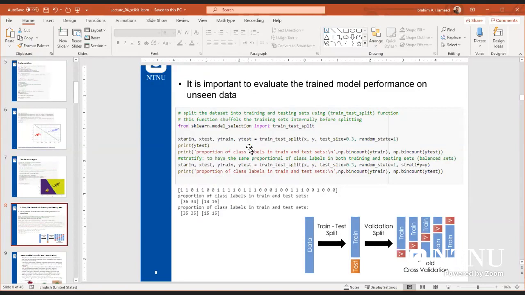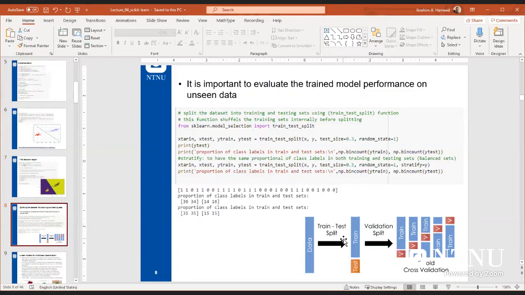And in hold out validation, we will have a training set and a testing set. We will keep the test set away for testing our model. So I have my data set. We will use this train test split, and we will divide it into one section for training and one section for testing, right?